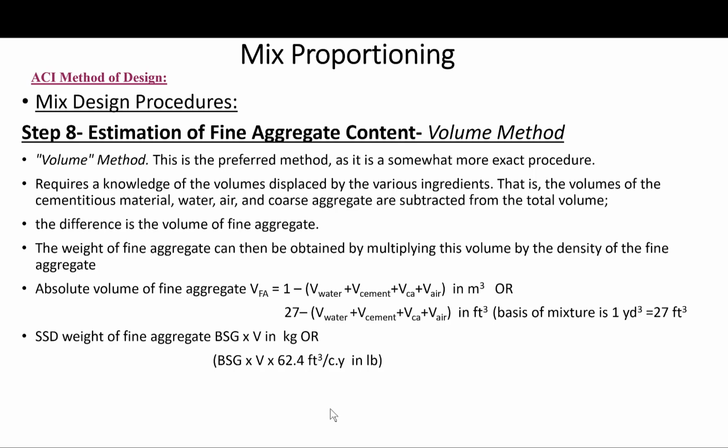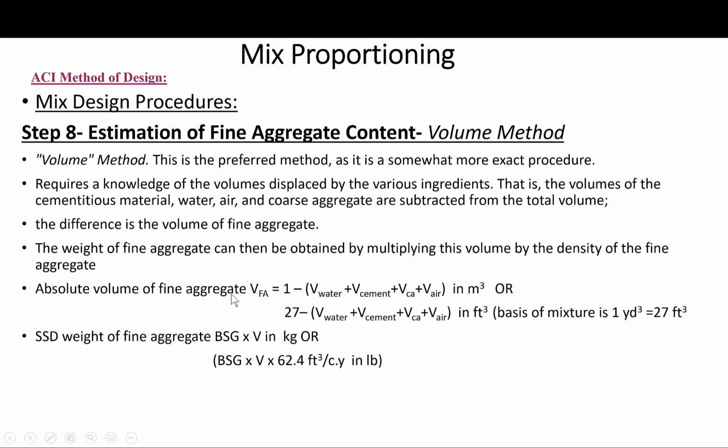The weight of the fine aggregate can then be obtained by multiplying this volume by the density of the fine aggregate. The aggregate calculations just described here are best carried out using the SSD weights, but they can be done using OD weights. In this case, the coarse aggregate weight is converted to OD by measuring its absorption capacity and then using the OD bulk specific gravity, which is the oven dry bulk specific gravity.